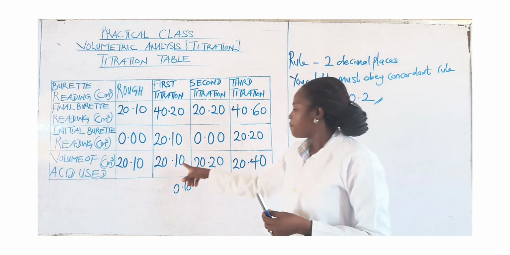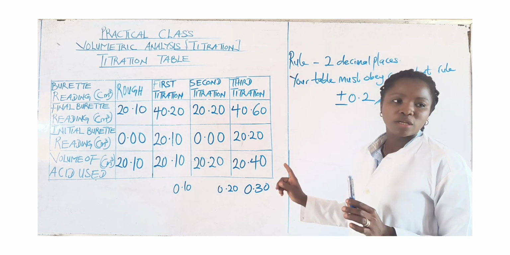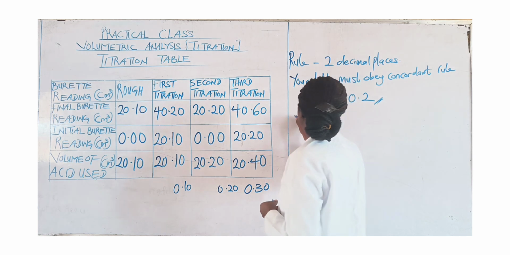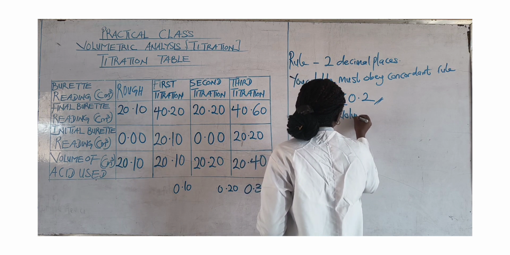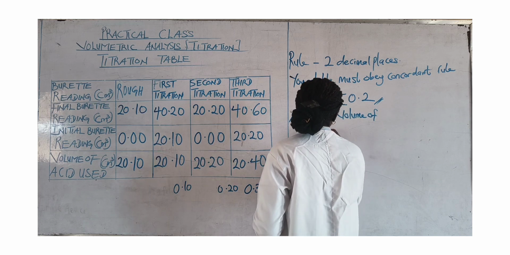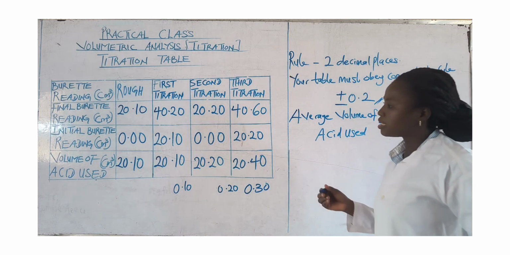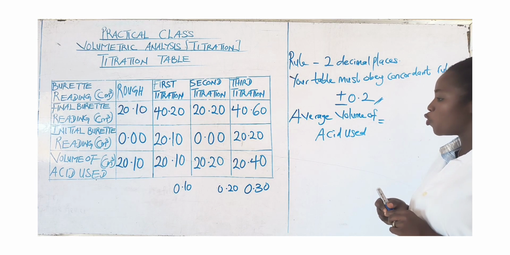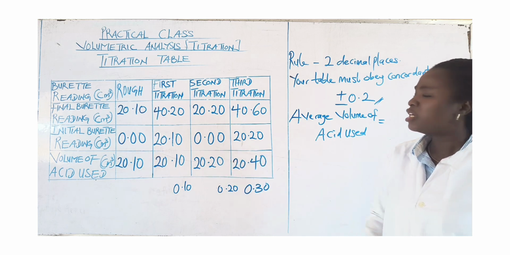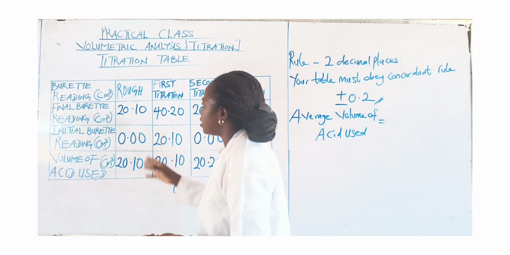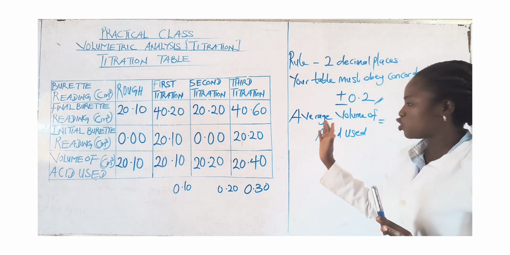So do we use first and second, or second and third, to calculate the average volume of acid used? So how do we do that? Let's say, because of the rule, first and second. Remember, we are not using rough. You say, should rough obey the concordance rule? No, in this case, we are not using rough. Then I will use first, second, or third.